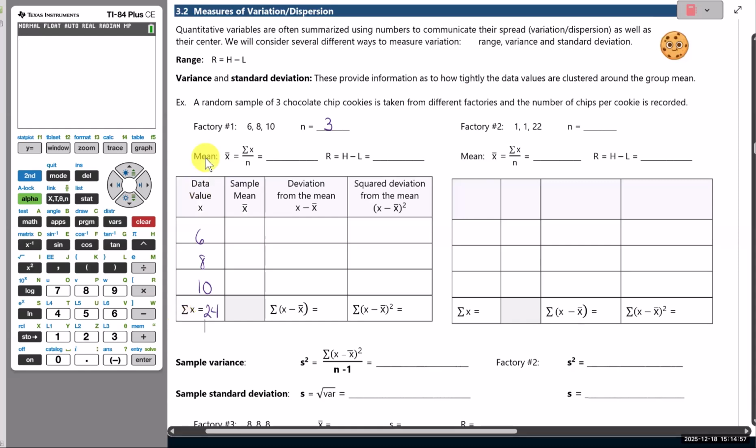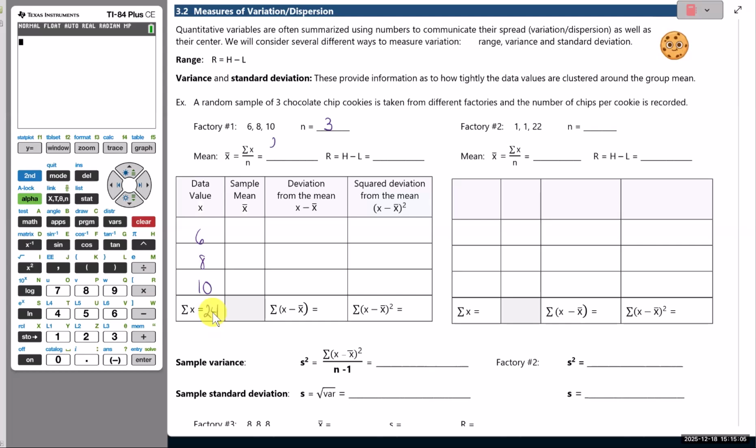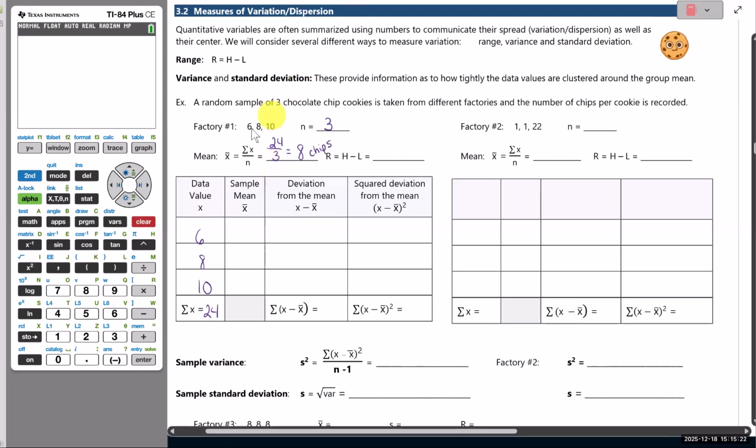So let's go ahead and calculate the sample mean. So X bar, the sample mean: you add the data values, which we just did, 24, divide by the number of cookies in our sample, 3, and we'll see that that first factory is averaging 8 chips per cookie. I'll just write chips. All right, so not every cookie has 8 chips, but that's just our best attempt here to measure a center, a typical cookie.